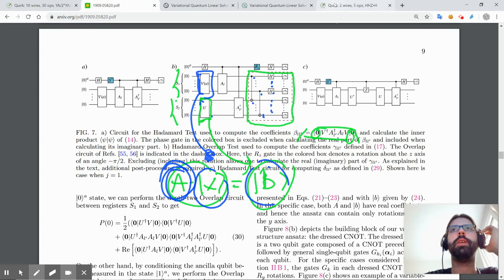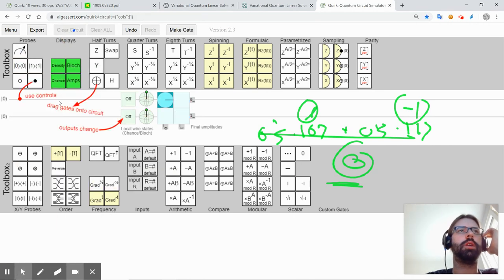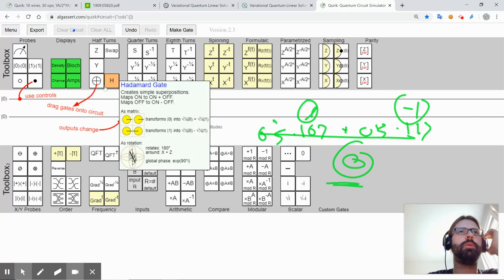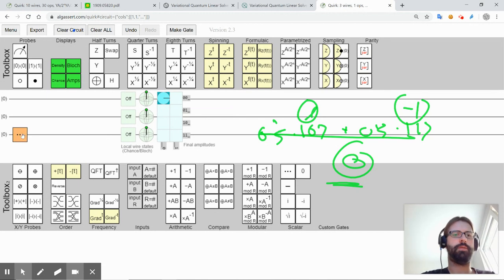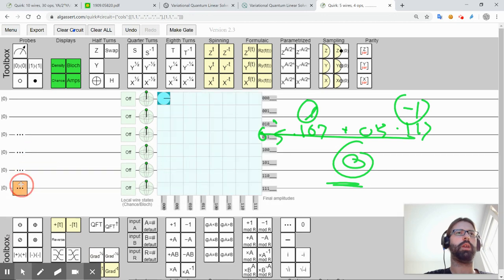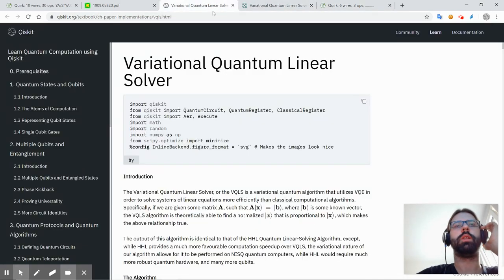So if I go here and play the circuit, let's just have 2 registers, okay? This is one register, and this is another register. Let's say this register is initialized at 111, and this is 000. And if I do the overlap test now, what is it going to tell me?